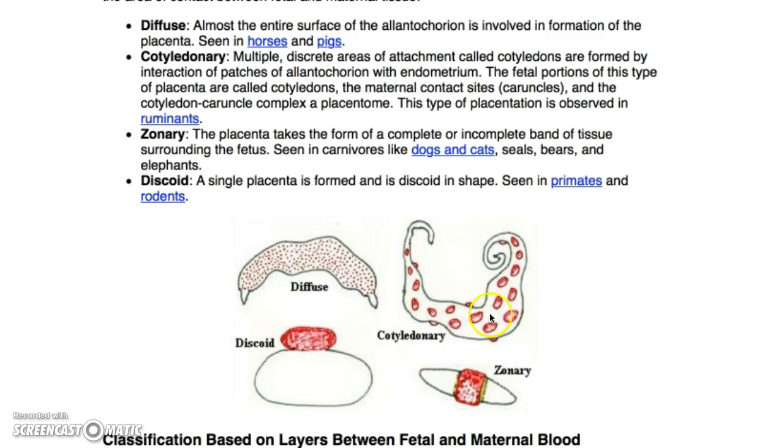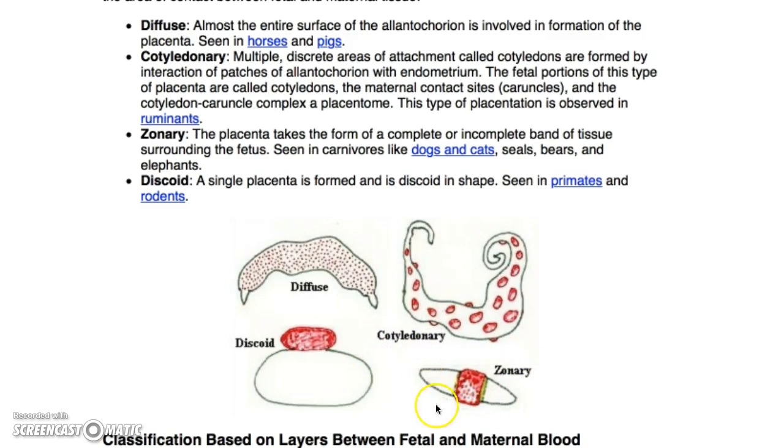Then we have the cotyledonary structure, which again, this is the chorion, and the developing embryos are inside here, but on the outside are little knob-like structures that are highly vascularized. And these almost look like buttons, and they fit into little holes that are almost like buttonholes in the lining of the uterus. So there's lots and lots of these different cotyledonary enlargements on the outside of the chorion.